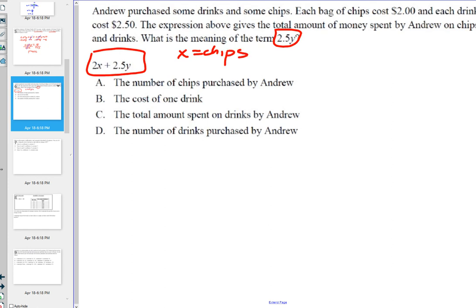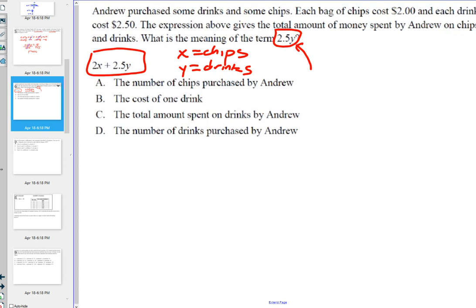And if it's $2.50 for a drink, then y has to be the number of drinks. So the variables themselves are just the number of chip bags and the number of drinks. The 2 and the 2.5 are the dollar amounts. So if I get the dollar amount of the drinks and multiply it by how many drinks are sold, what is that going to represent? It should mean how much money you made just from drinks. It doesn't include anything about the chips.